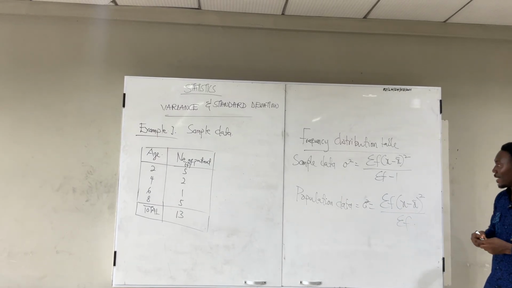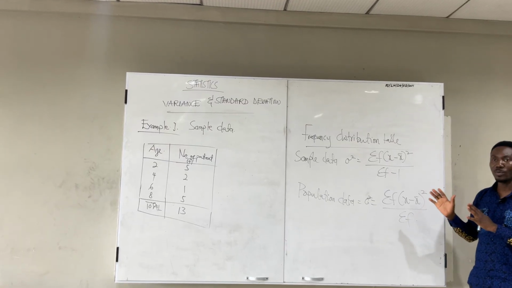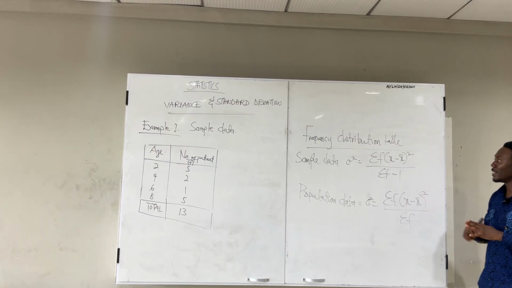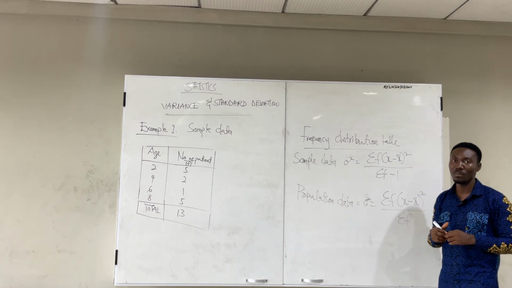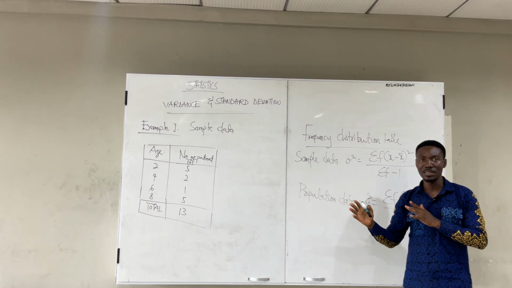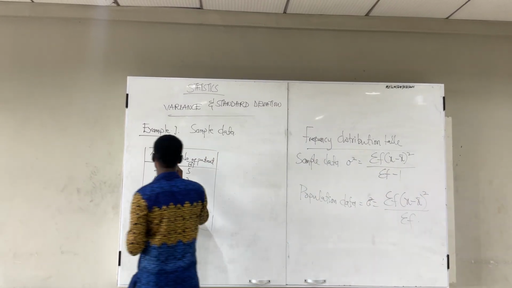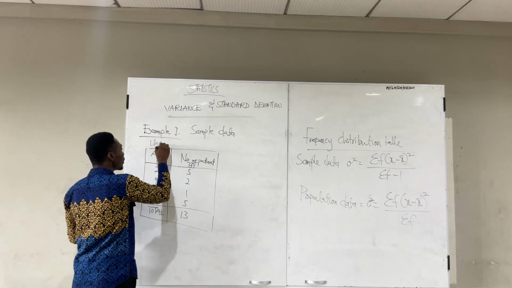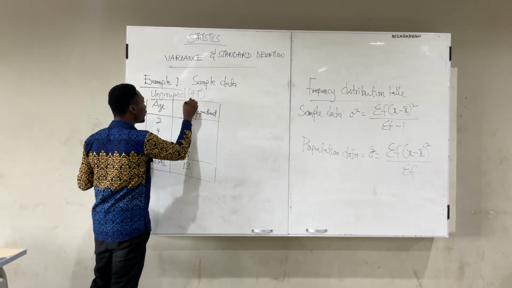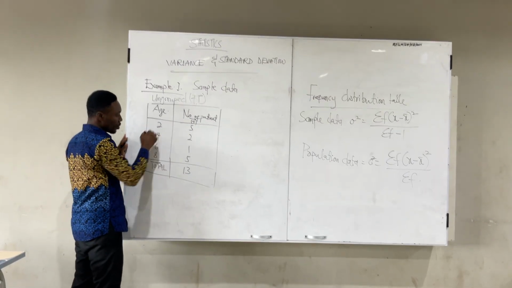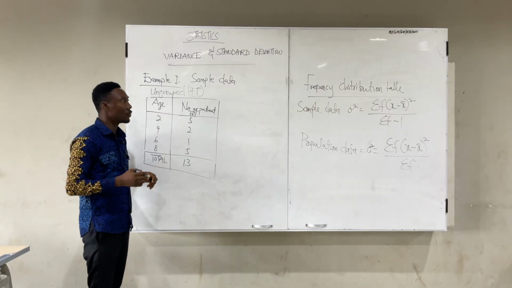Okay, so when you are handling a frequency distribution table, remember, this time we are not going to deal with raw data. This time we are dealing with a frequency distribution table. The frequency distribution table could be a grouped frequency table or ungrouped. For example, this table is an ungrouped frequency table. Why? You see, the variable column is not in class limits or intervals, and that is how you know. Is that okay?